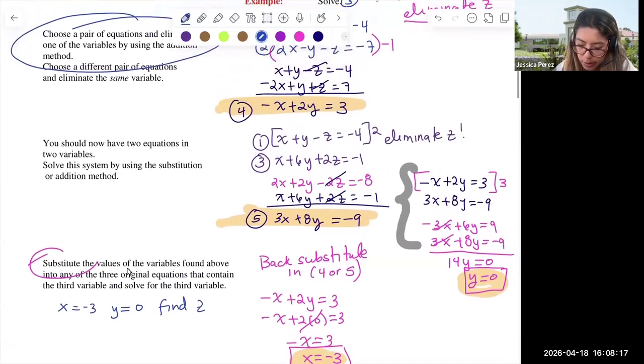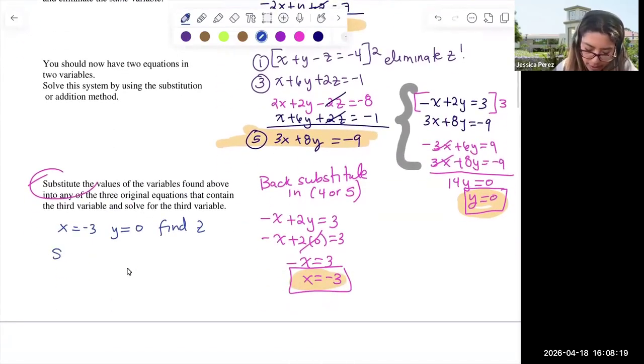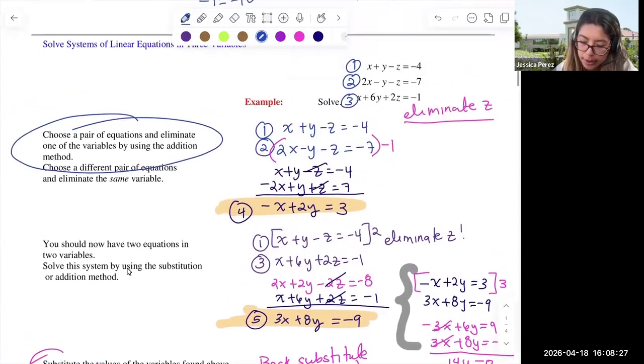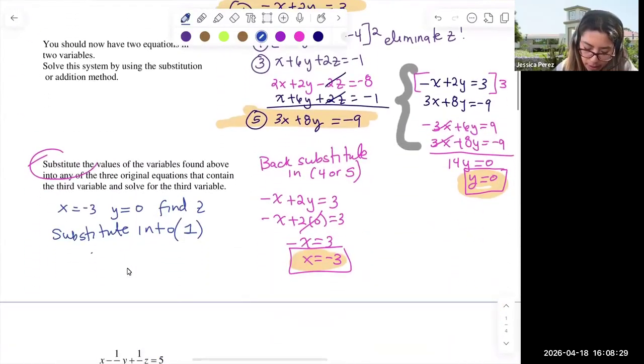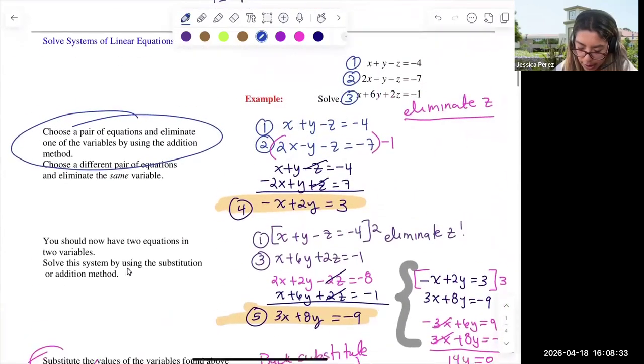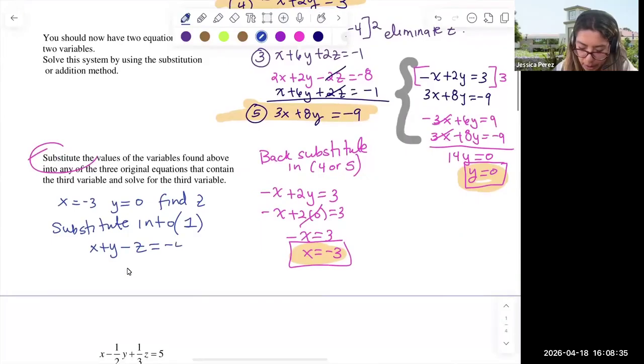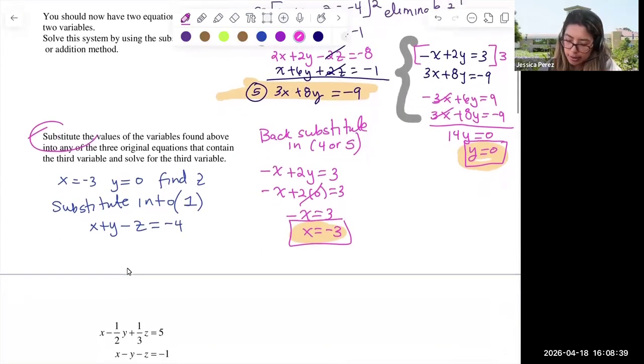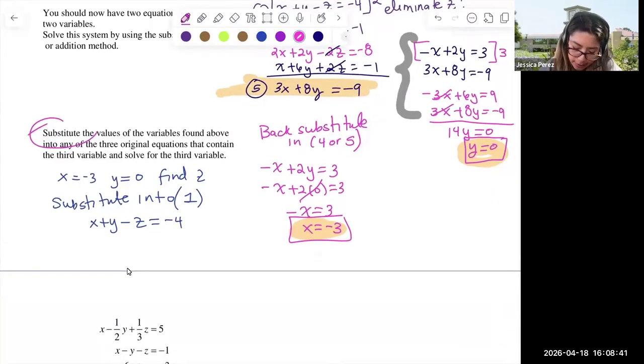So I'm going to plug it into equation 1. Back substitute into either equation 1, 2, or 3; I'll use equation 1. Equation 1 was x plus y minus z equal to negative 4. Substituting y as 0 and x as negative 3, it's negative 3 plus 0 minus z equals negative 4.